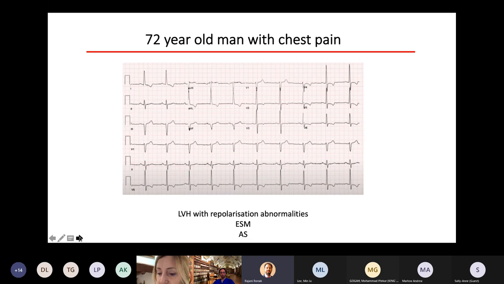Now, I thought it would be quite interesting to include just a few ECGs to show that ECGs can also help you as an adjunct to your clinical examination. So here we have a 72-year-old man who presents with chest pain.